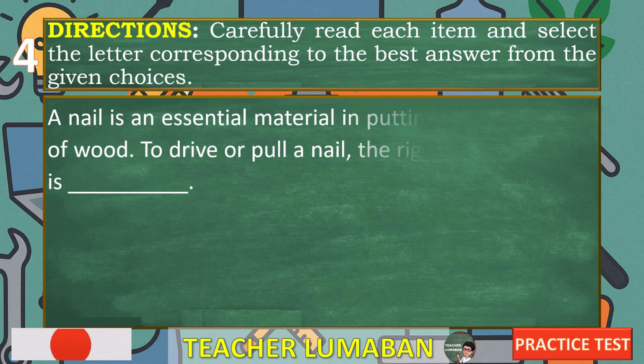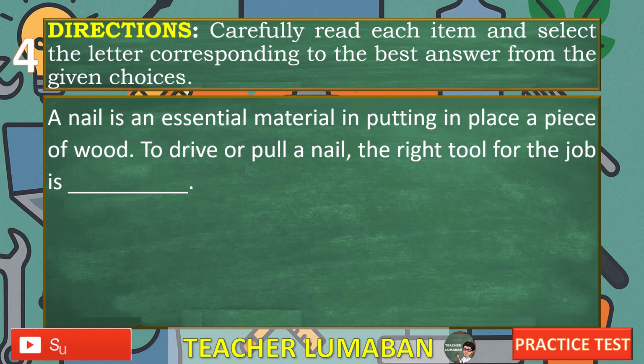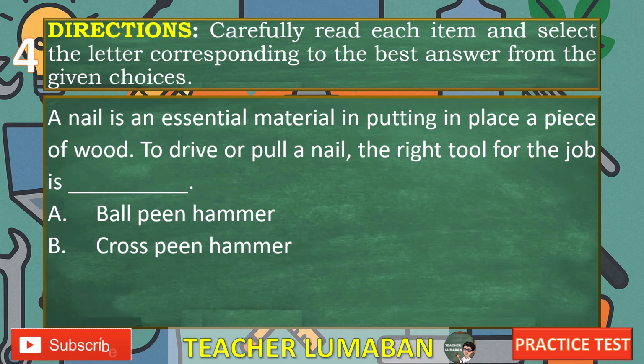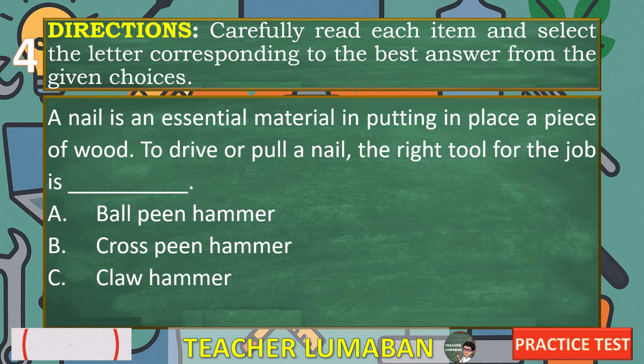A nail is an essential material in putting in place a piece of wood. To drive or pull a nail, the right tool for the job is A. Ball peen hammer. B. Cross peen hammer. C. Claw hammer. D. Mallet.